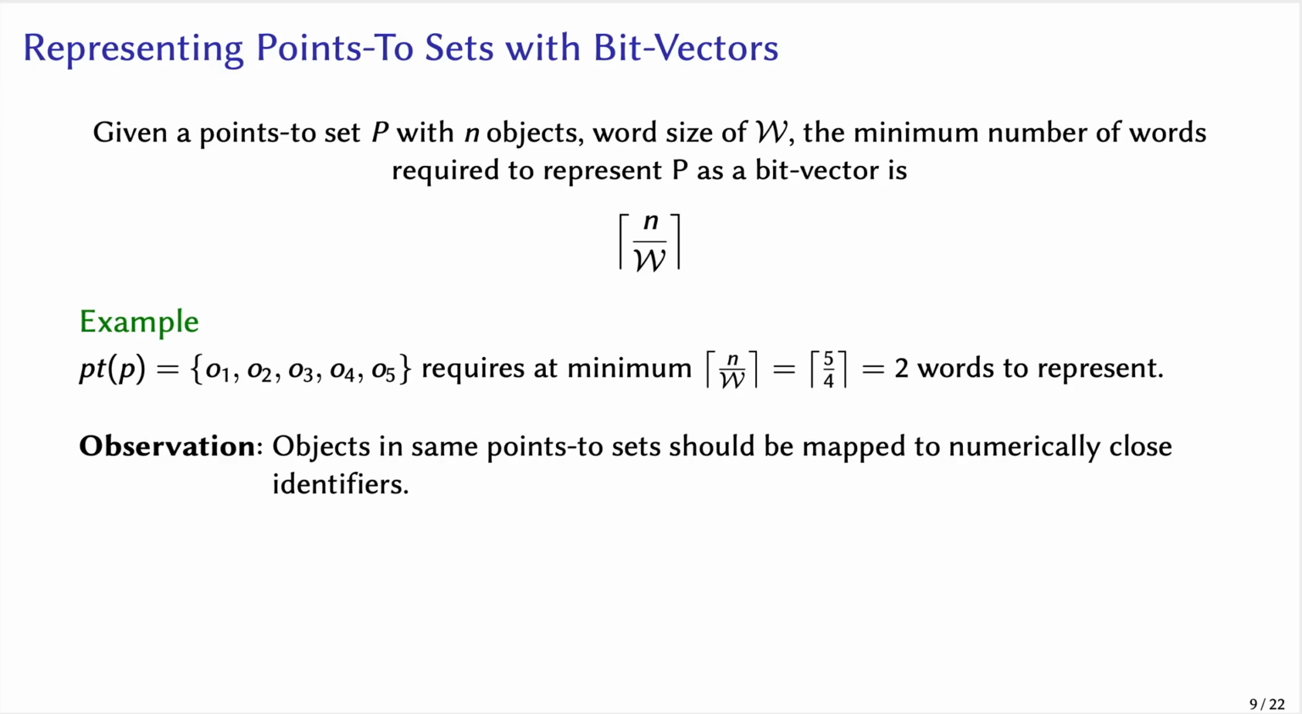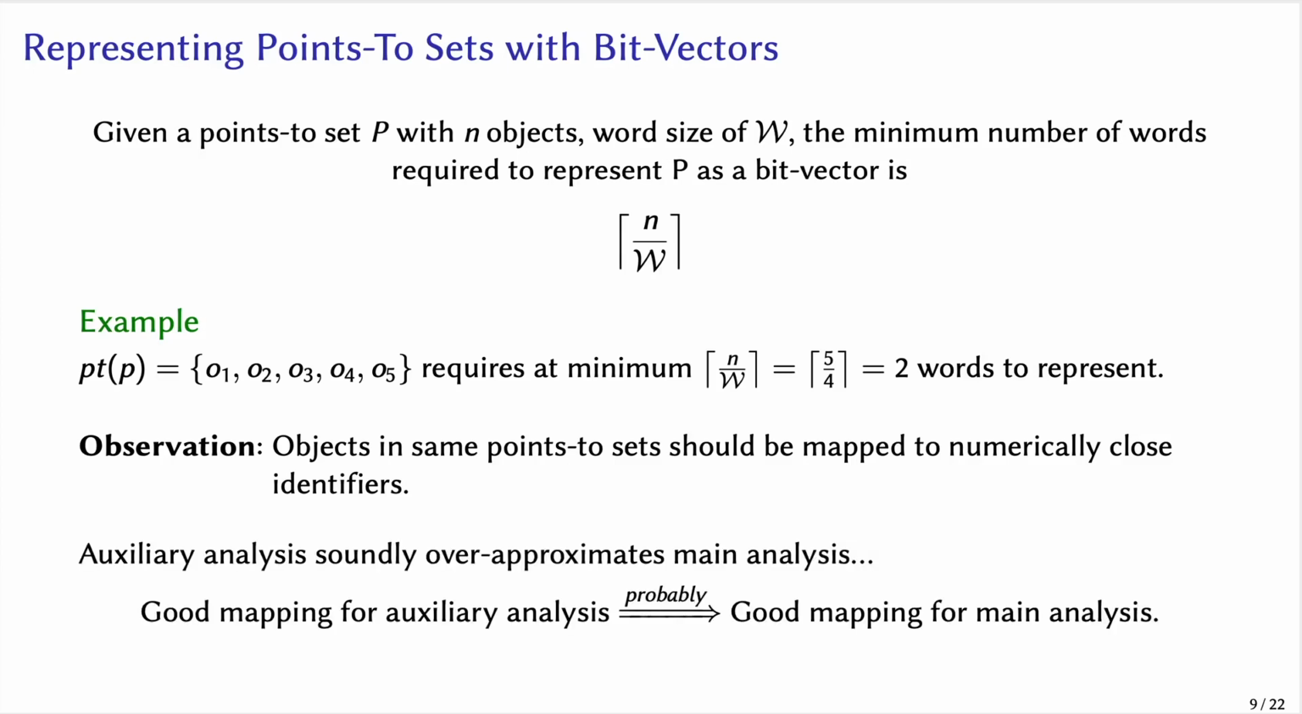The problem is that points-to analysis is unpredictable. We don't know which objects will appear in the same points-to sets. However, in a staged analysis like SFS, the auxiliary analysis soundly over-approximates the main analysis. That is, points-to sets in the main analysis will be subsets of those in the auxiliary analysis. So intuitively, a good mapping for the auxiliary analysis will be good for the main analysis, or at least wiser than a random mapping. Our results show that this is the case in practice.